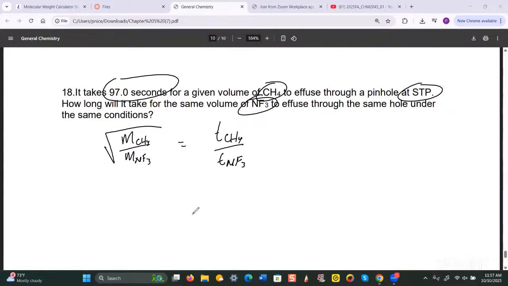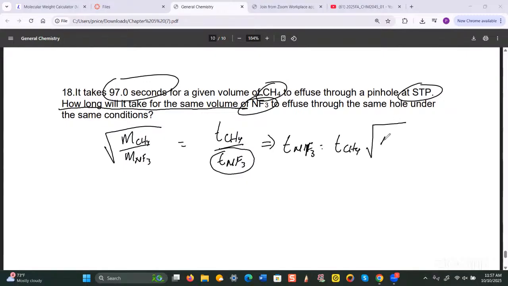We're looking for the time of NF3. Exactly, so this is what you're trying to find. So T of NF3 is equal to T of CH4 multiplied by the square root of M of NF3 divided by M of CH4. And that's it.